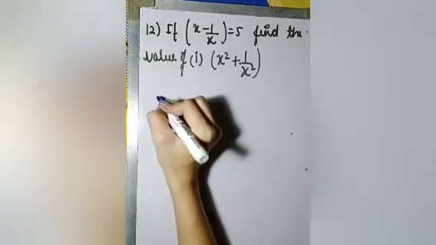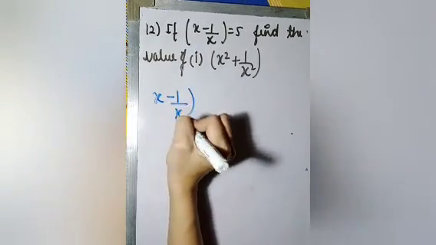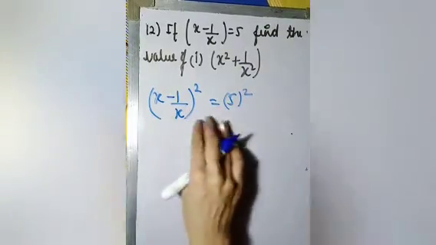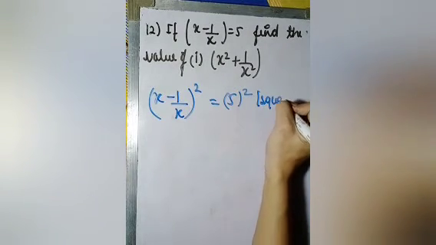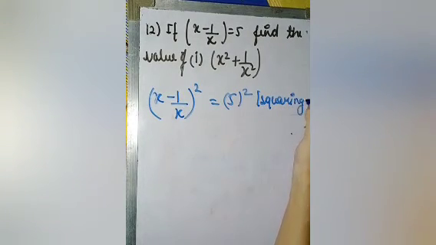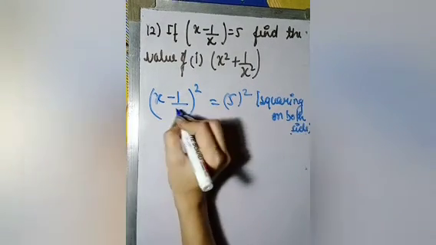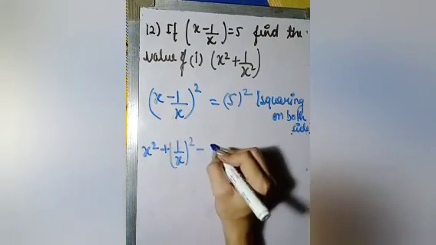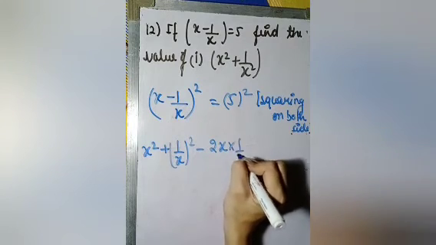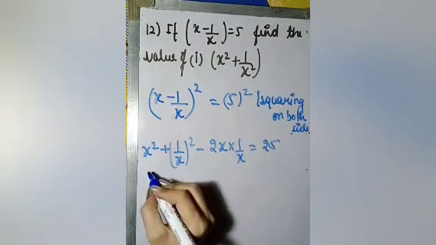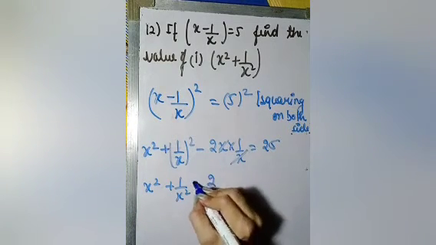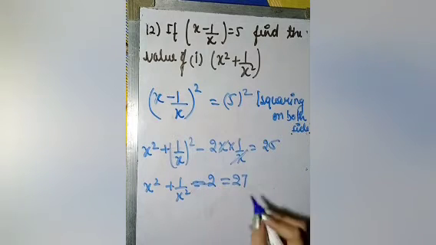Now here we have x minus 1 upon x, we take its square. So we have to do the square of this 5 also. We have done the squaring on both sides. Now this is (a minus b) whole square: a square plus b square minus 2ab equals 25. This is x square plus 1 upon x square, and 2ab will be minus 2. Here we have 25.